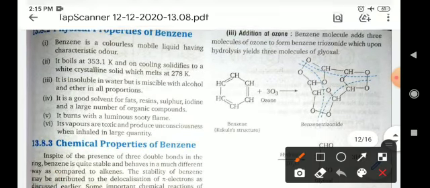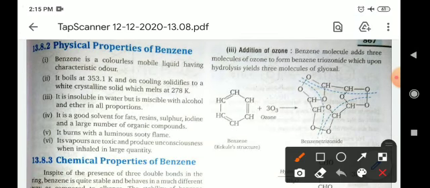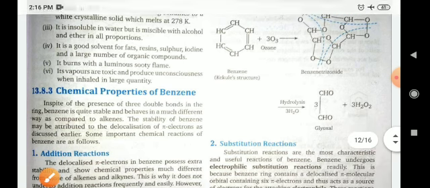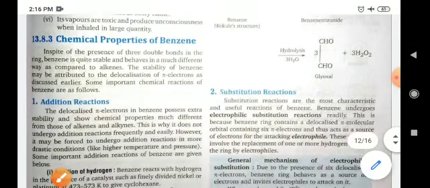Next, addition of ozone. So when benzene reacts with ozone, it will form an intermediate compound that is known as benzene triozonide. Benzene triozonide means at the benzene ring, ozone will attach, and after hydrolysis it will form 3 moles of glyoxal and 3 moles of H2O2. Okay. So these were the addition reactions.